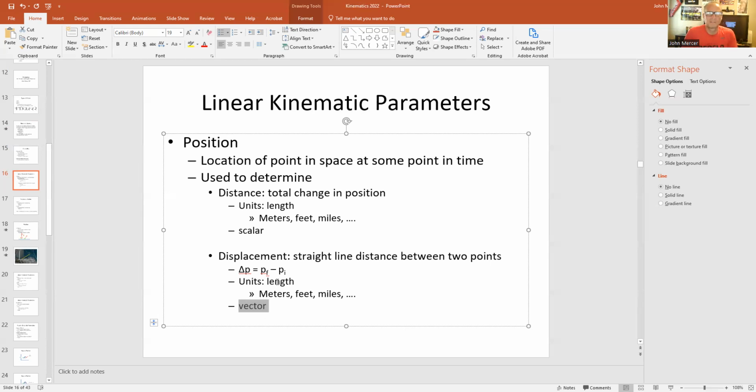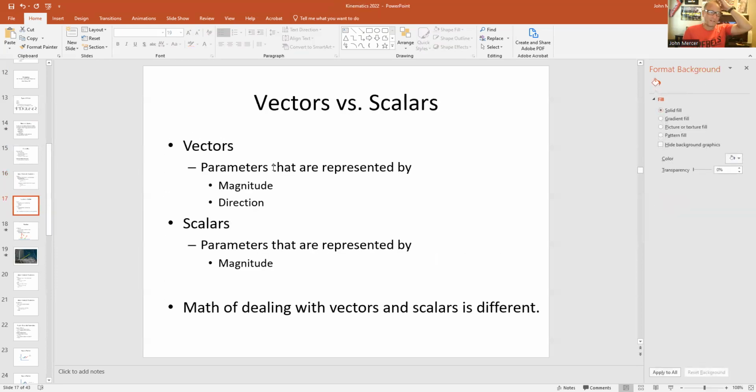Displacement's a vector. It's going to be represented by magnitude and direction. I'll go into that in more detail in subsequent presentations. Distances are scalars, represented by magnitude only, no direction associated with them. All right, so a little bit more on vectors and scalars. It's just repeating what I said. Vectors are parameters that are represented by two things, magnitude and direction. Scalars are parameters represented by magnitude only.